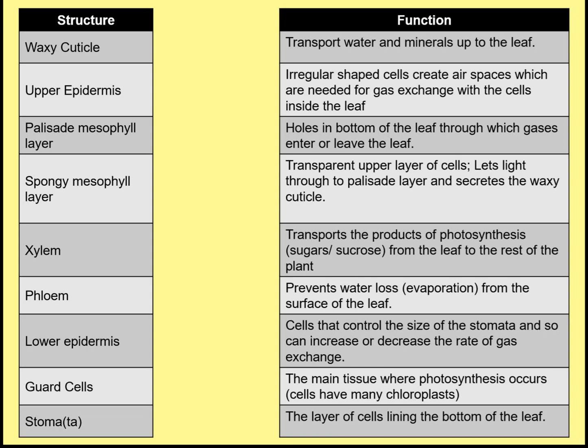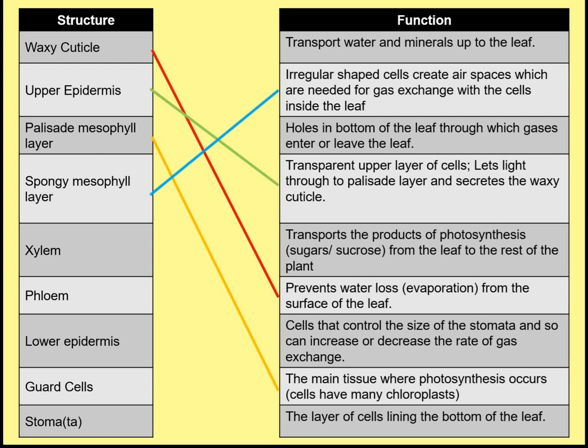So we've got the waxy cuticle, which prevents water loss. It's a waterproof material. You've then got the upper epidermis, which is actually a transparent layer. Remember, epidermal tissue surrounds the outside of things, so it lets light through to the palisade layer, and its job is actually to secrete the waxy cuticle. It doesn't have any chloroplasts in it, so the light goes through to the next layer, which is the palisade mesophyll, which is where most of the photosynthesis occurs. That's where there are large amounts of chloroplasts with lots of chlorophyll in them.